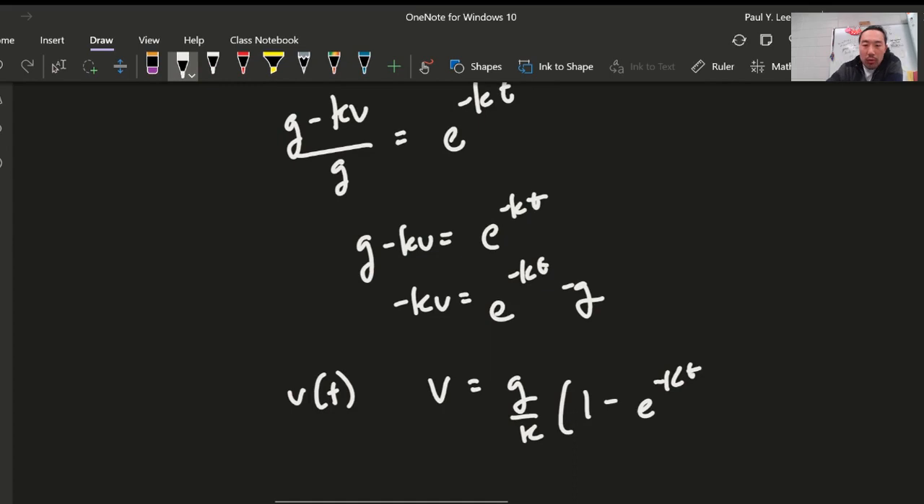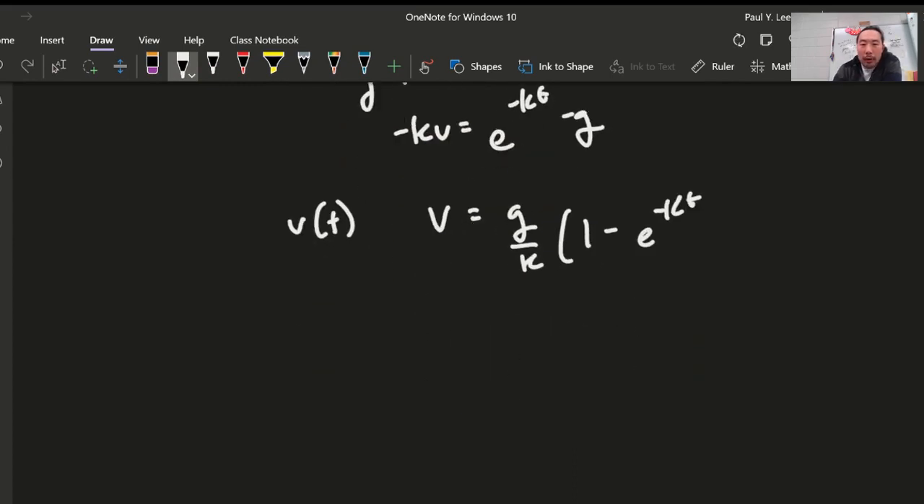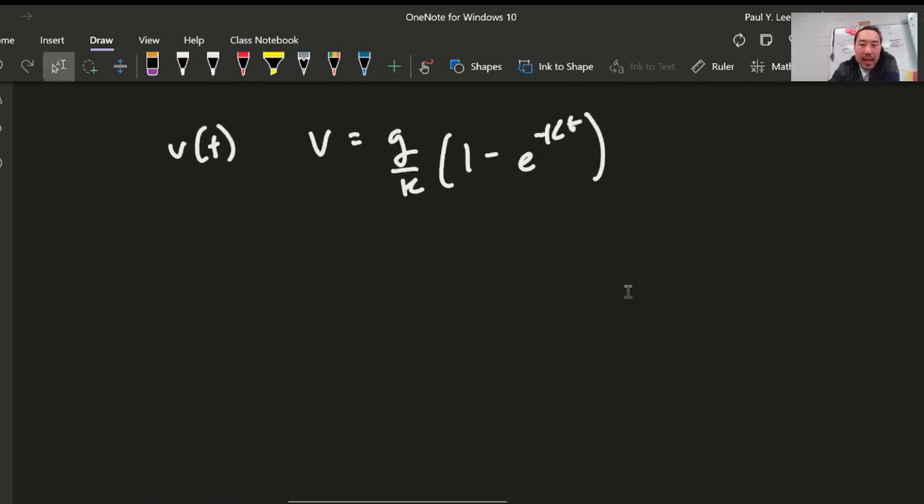Right there and right there. Cool. All right. Okay, so this becomes our velocity function at any time.